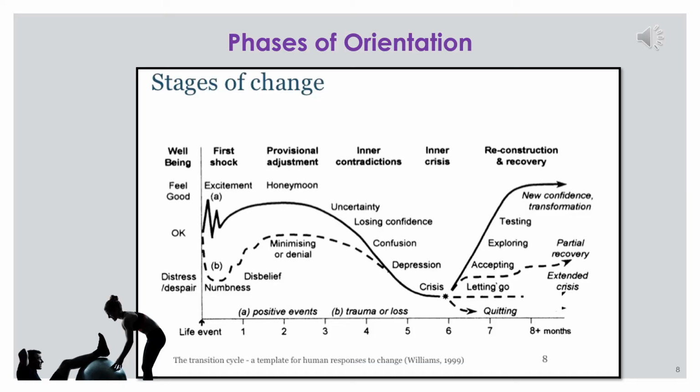So once they've moved from that initial first shock phase, they were all excited, and then they started to adjust. They went through that provisional adjustment. They were in the honeymoon phase where they think everything is great and every day is exciting. And then right as they're getting off orientation, see how that curve starts to dip? And now they've got uncertainty, they're losing their confidence, and they're out on their own.